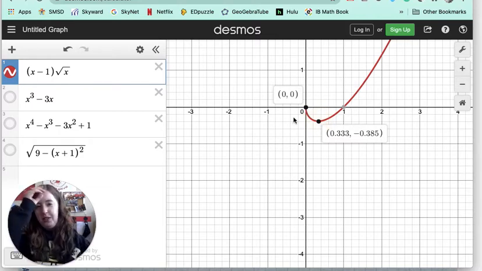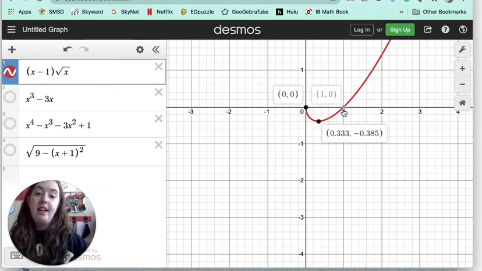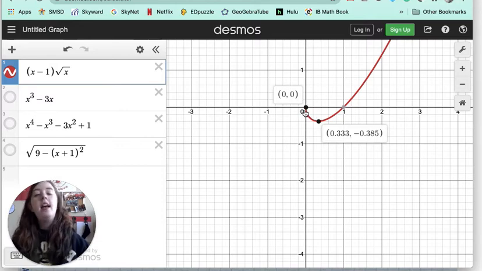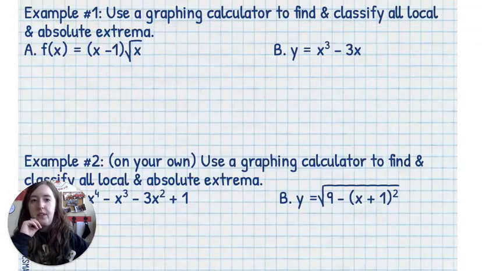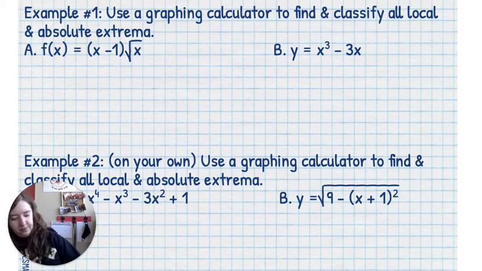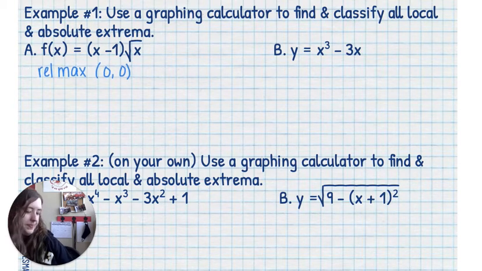So I got those two. Those are my two extrema. This other point right here, he's there because he's my x-intercept, but he doesn't matter to us right now. So we've got this 0, 0 right here, right? He's the biggest value in his little area, but he isn't the biggest value overall. So 0, 0 is going to be a relative maximum. So we're going to go back over here, and we had a relative maximum at the point 0, 0.